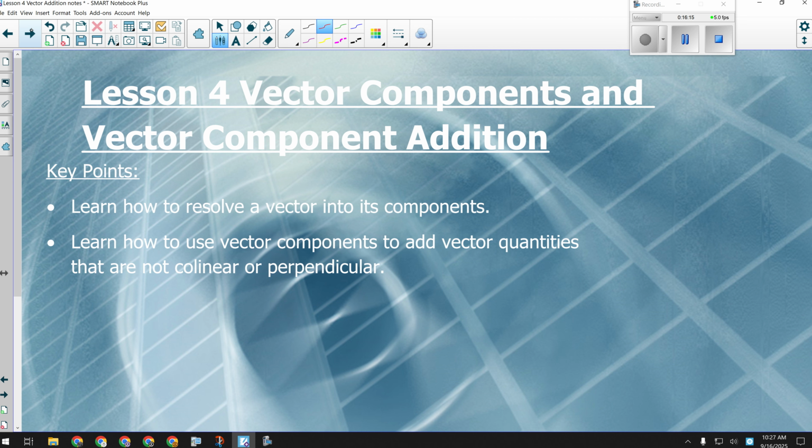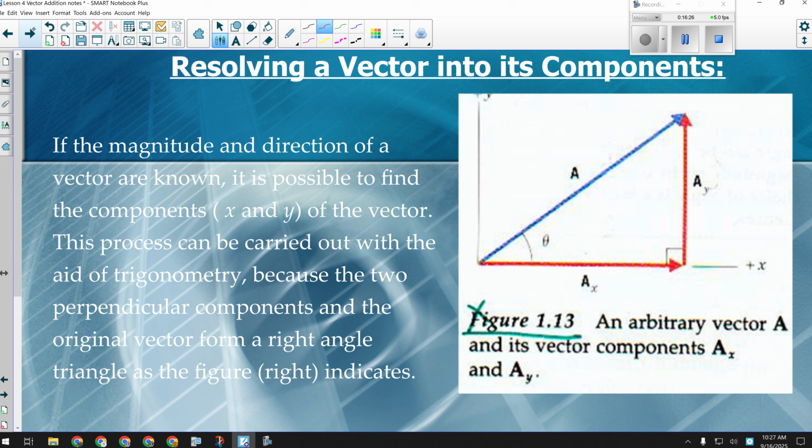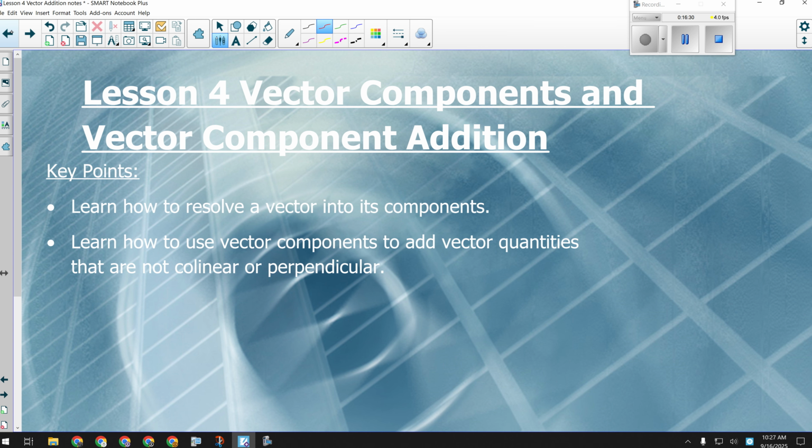All right, well, let's go over the nuts and bolts of this, just so that we've covered the notes here. We've seen it used. Now let's talk about the instructions, and then we'll do some more examples. Okay, so the first thing we want to be able to do, as we said, is resolve a vector into its components. That's what we did with the blue triangle. We found its x and its y using trigonometry. And then learn how to use vector components to add vector quantities, or what we call vector component addition.